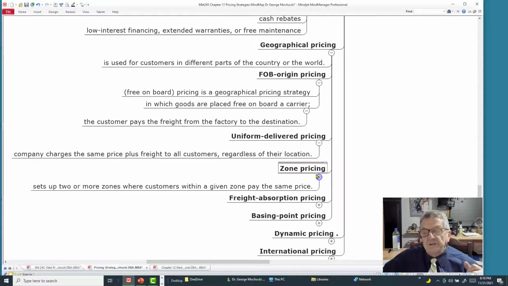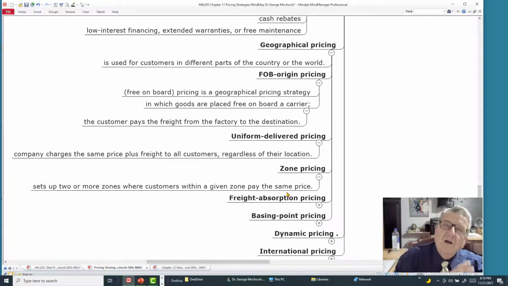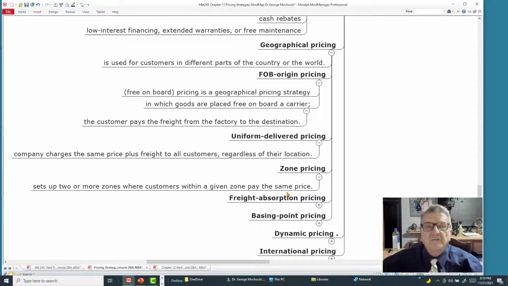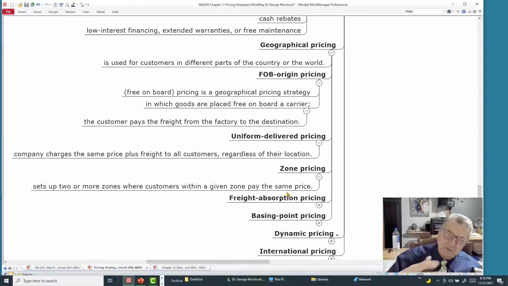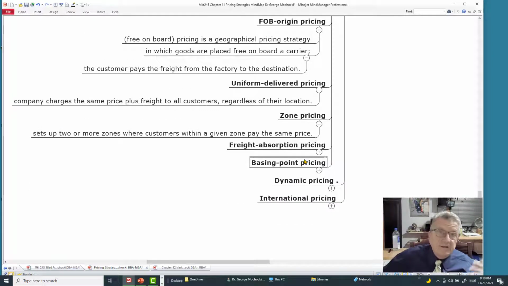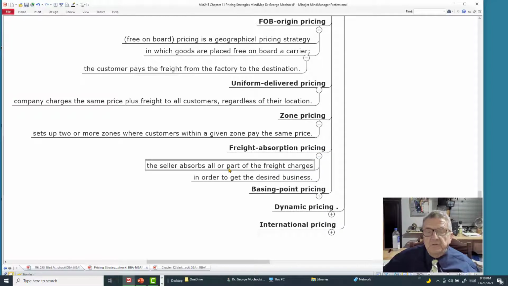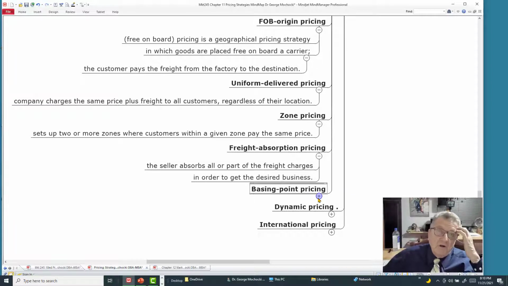And zone pricing is certain zones. You have two or more zones where customers are given a zone to pay the same price. You fall in this geographic area, and that all depends on the pricing. When you're looking at the logistics, it depends on where they have the warehouses, where they have the supplies, how close it is to your destination. Okay, and it depends on the carriers they're utilizing. And then they have freight absorption, which absorbs all the freight costs in order to get the desired business. So that's a cost I take on.